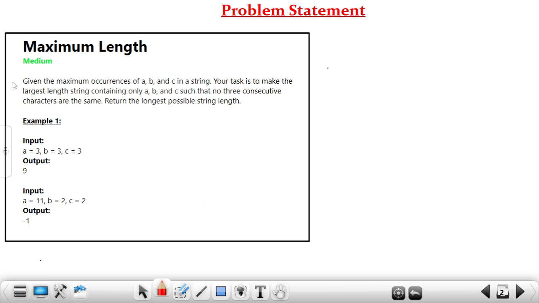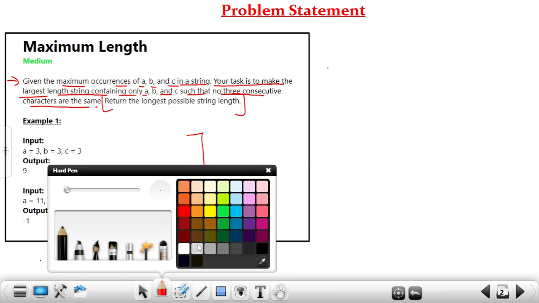Here is the problem statement and it says that given the maximum occurrences of A, B and C in a string, your task is to make the largest length string containing A, B and C such that no three consecutive characters are the same. Okay, and return the longest possible string length. Okay, so some examples are given here. Let me explain the examples.